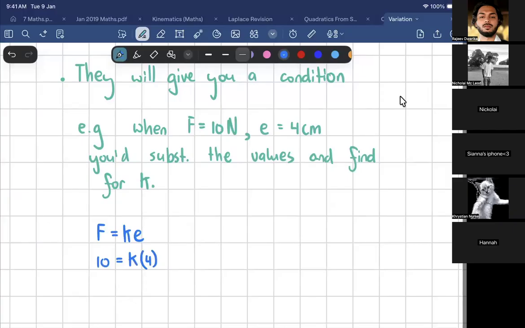So Hannah, let me ask Hannah this. Hannah, if you wanted to find for K, then you would need to do what? Hannah, what would you have to do if you're trying to find for K like this?